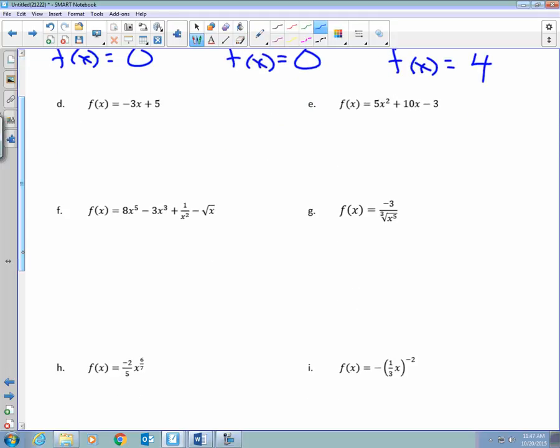The derivative for d, negative 3. Derivative of 5x squared, 10x to the... this is a line. It has a constant rate of change of negative 3. The derivative of negative 3x is negative 3. The derivative of 5 is 0.